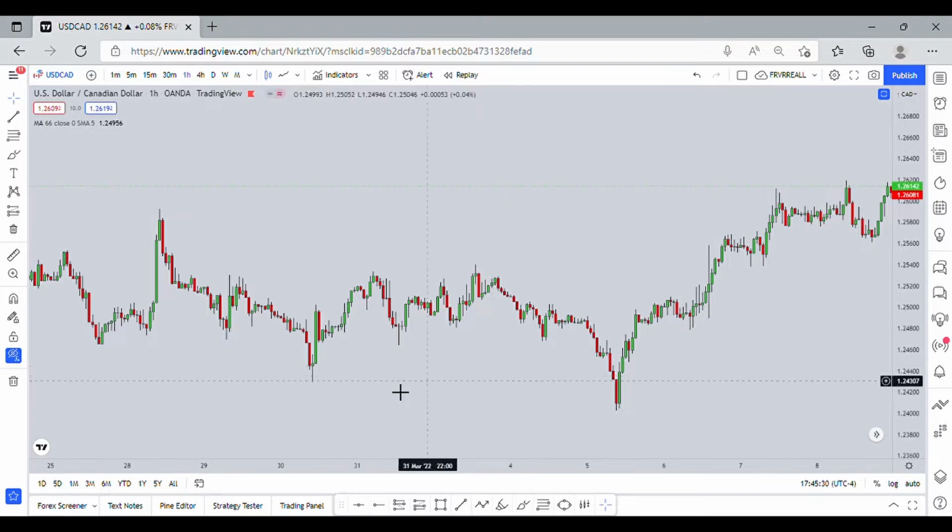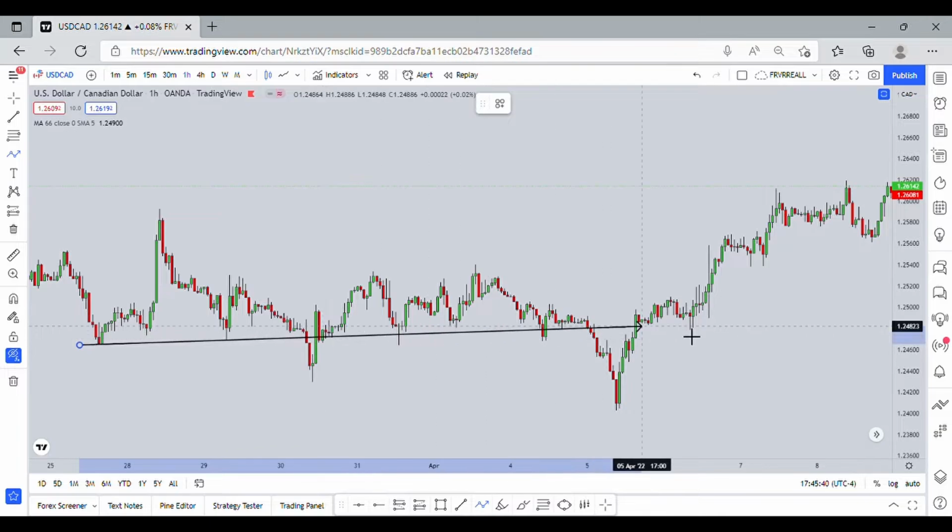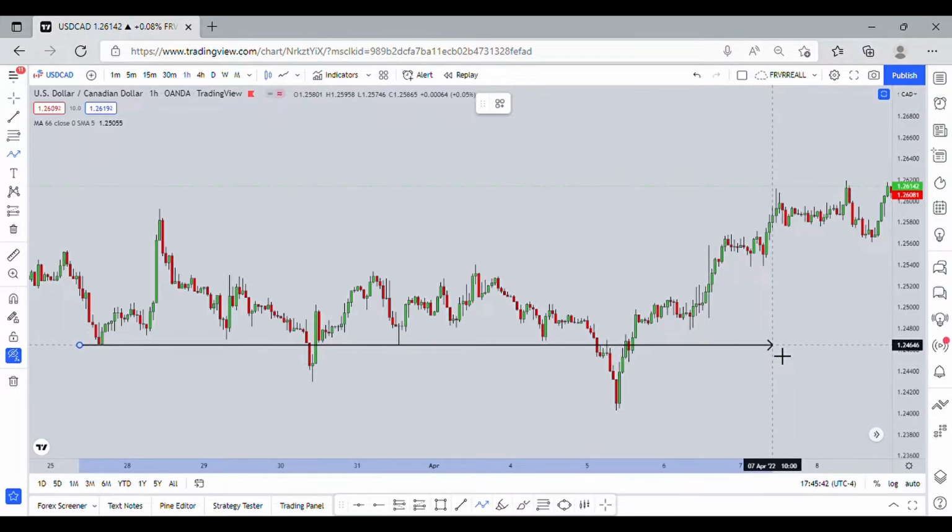It could also do something called a fake out. It could pretend that it's going in one direction and then reverse back and go to the other direction, as it did here. You can see that it pretended to break this level, by doing this, but then it went back up.